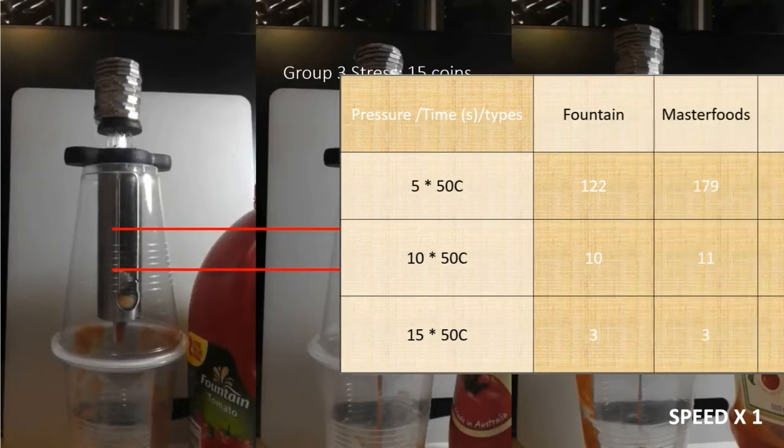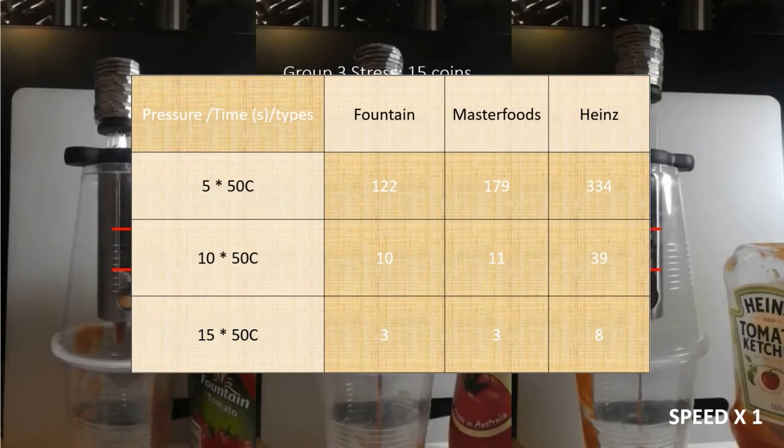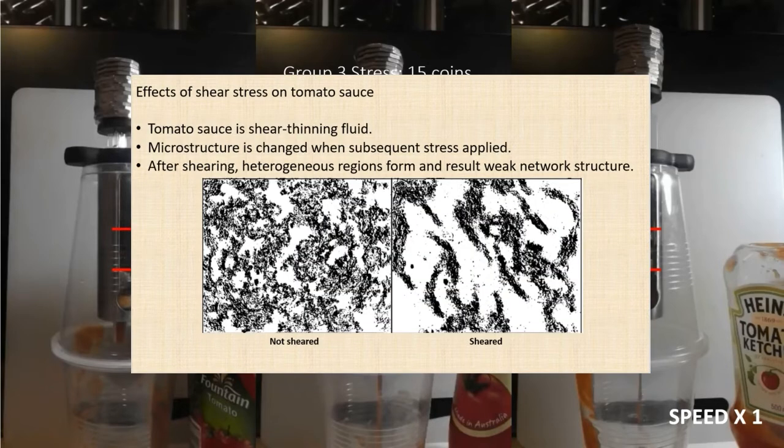From the results, it can be seen that the falling time decreases with the increasing of pressure, and Heinz tomato sauce had the longest falling time. With the subsequent stress applied, microstructure changes and becomes loose. As shown in the 2 graphs, weak network structure and heterogeneous regions are formed after shearing.